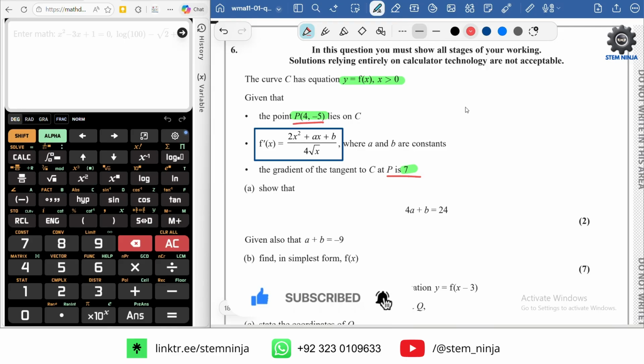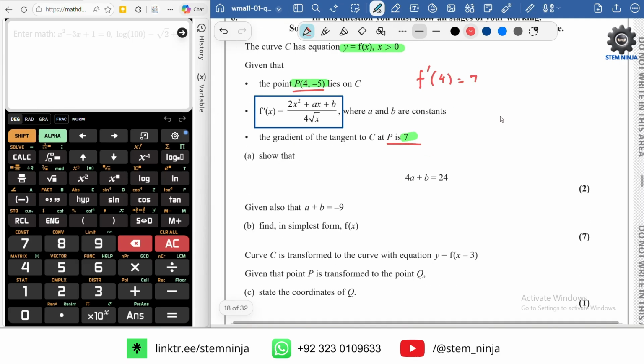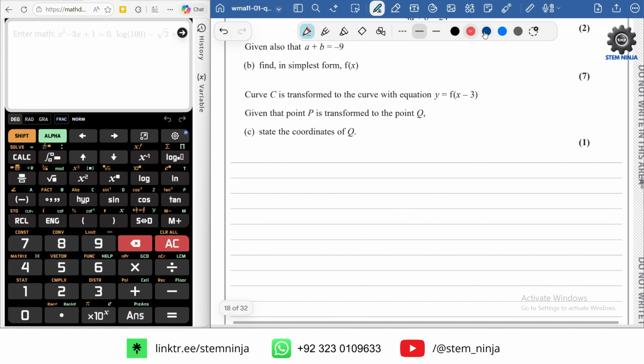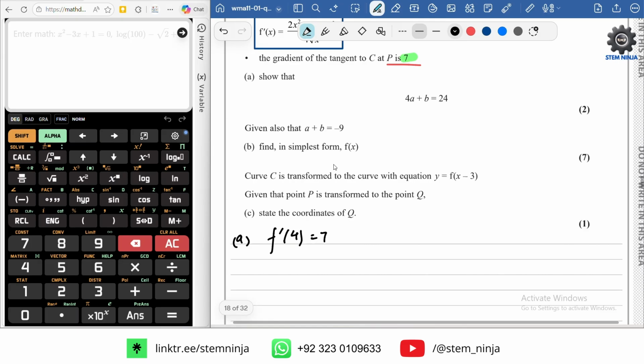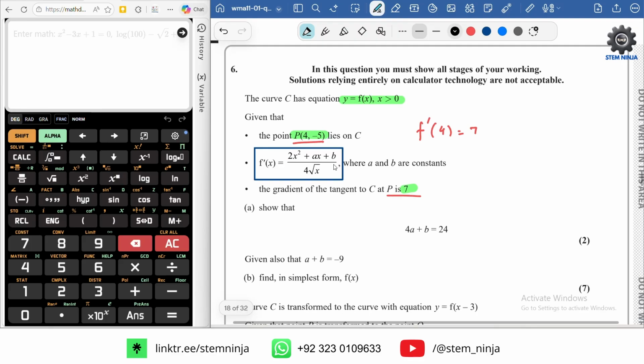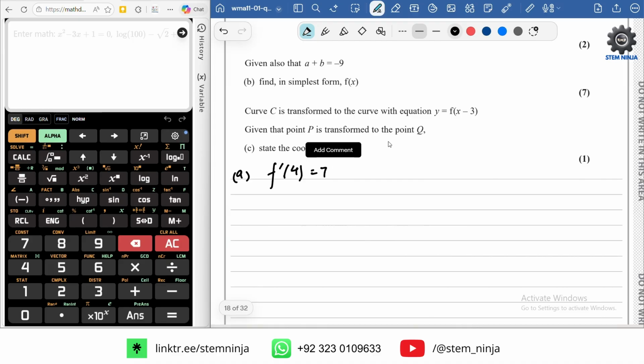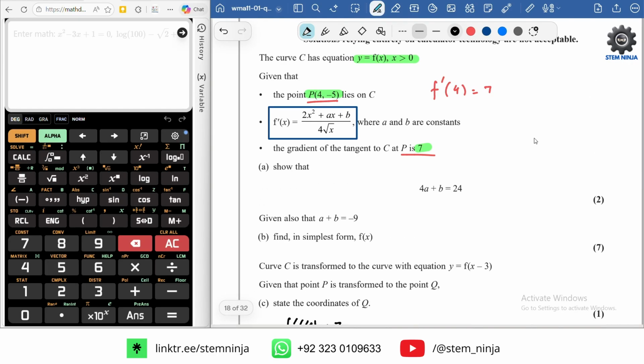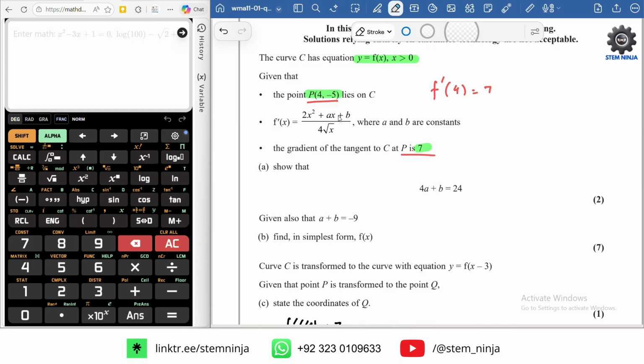So, in short, what they mean is that f prime of 4 is 7. That's what they mean. So now we need the equation 2x squared. So, wait, I think I can just simply take a screenshot.